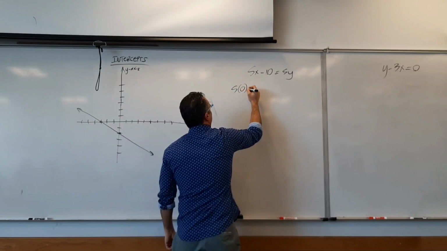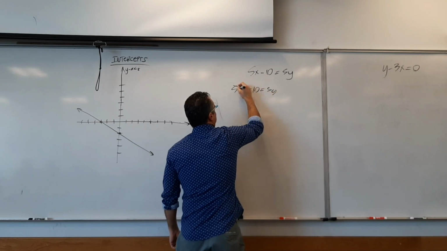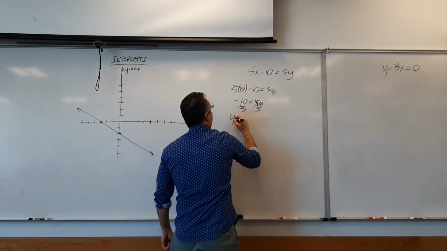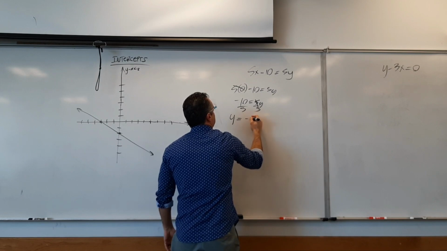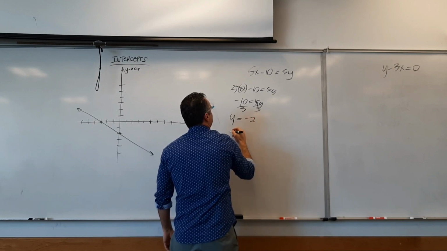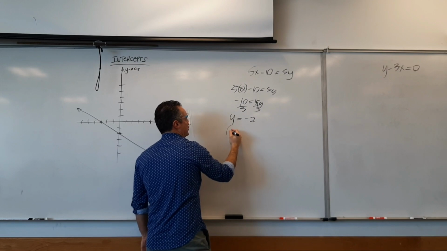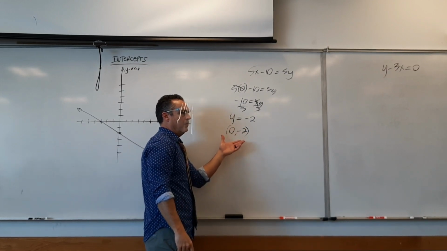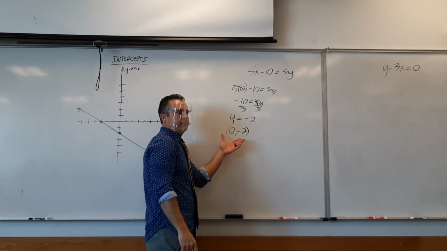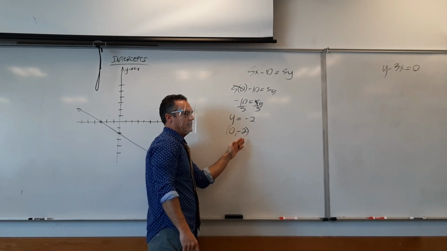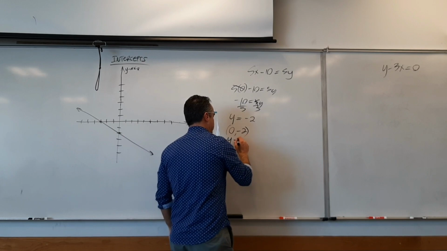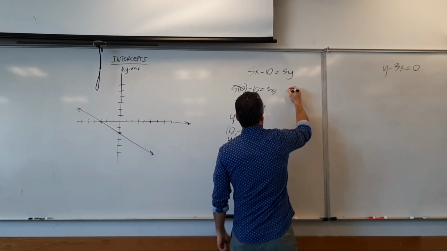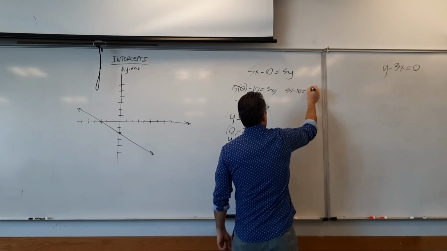So 5 times 0 minus 10 equals 5y. That's gone. Negative 10 equals 5y. Divide by 5. And y equals what? Negative 2. And what's our x value? 0, comma, negative 2. Now, is this your x or your y-intercept? The number with the y is the y-intercept, right? So this is your y-intercept. Now we got to find the x-intercept. So what do we got to set to 0 this time? 5x minus 10 equals 5 times 0.